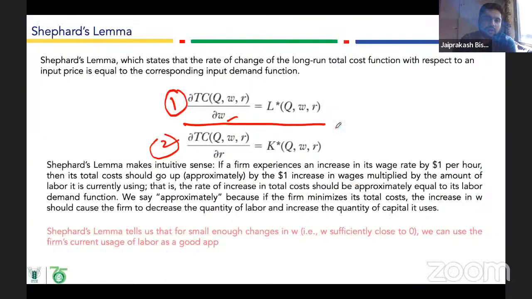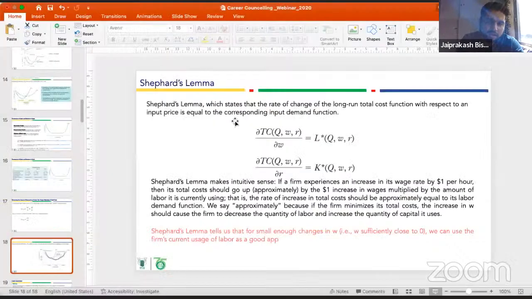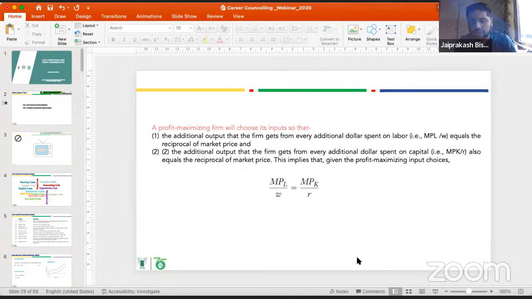Okay, so here we finished our first part, profit maximization and cost minimization. I think you might have learned something here. It could be useful for you. Now I am stopping my screen share. If you have any doubt, you can ask, please.